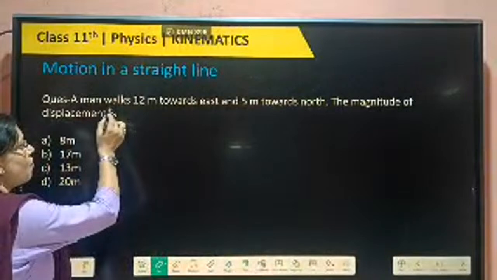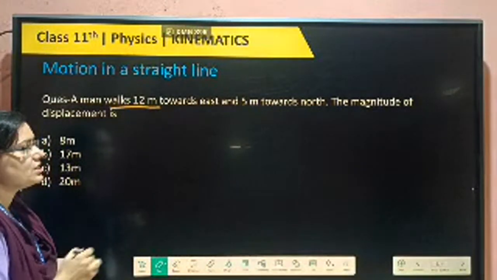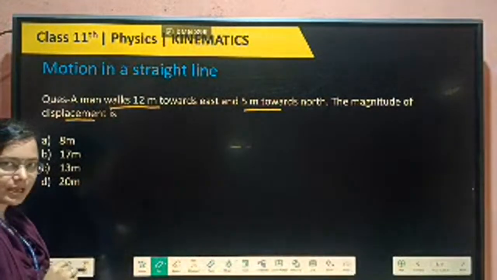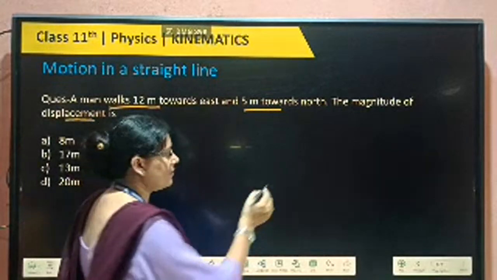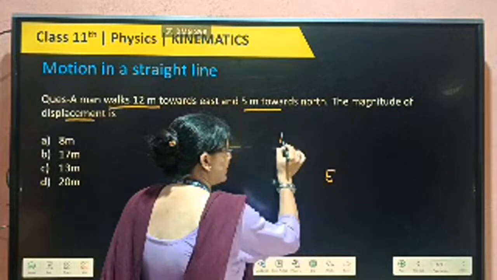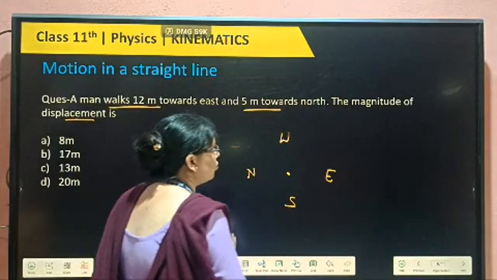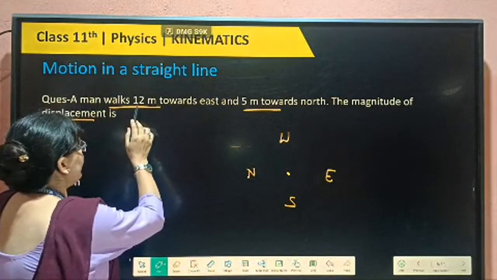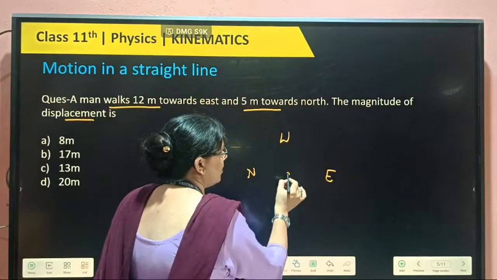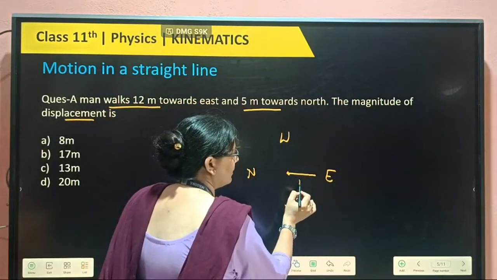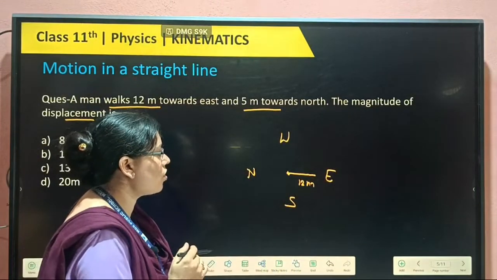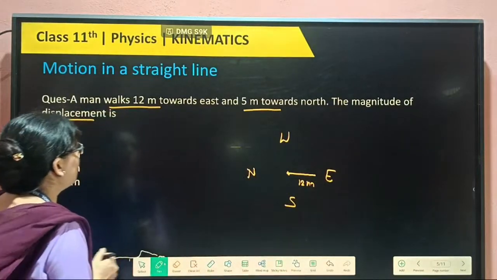Now, a man walks 12 meter toward the east, then 5 meter toward the north. Find the magnitude of his displacement. So how can we show the direction there? Let here be a point, our position. Here we take east, west, north and south. In the question it is given that the man walks 12 meter toward the east direction, then after that he moves 5 meter toward the north.